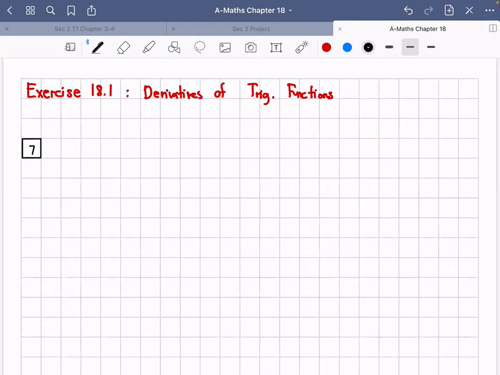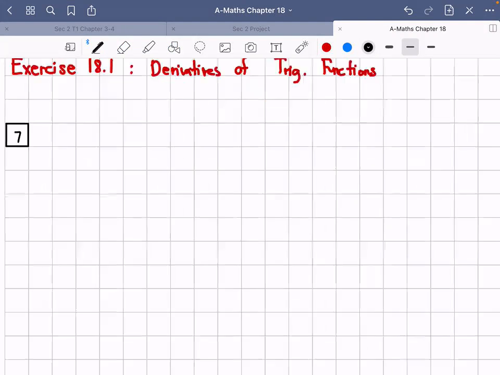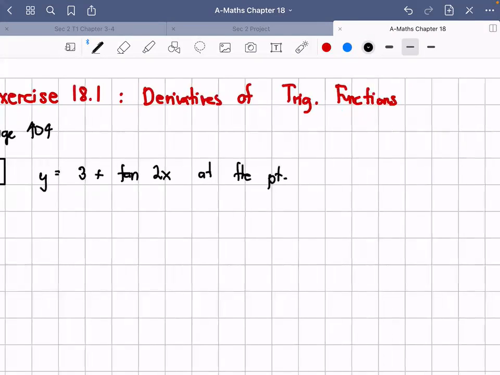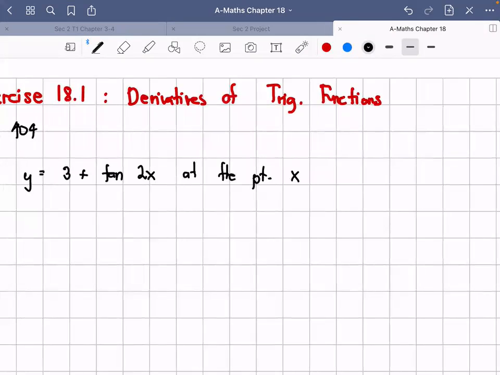So find the gradient of the curve. This is page 404. So we need to find the gradient of the curve y is equal to 3 plus tangent 2x at the point where x is equal to pi over 8.